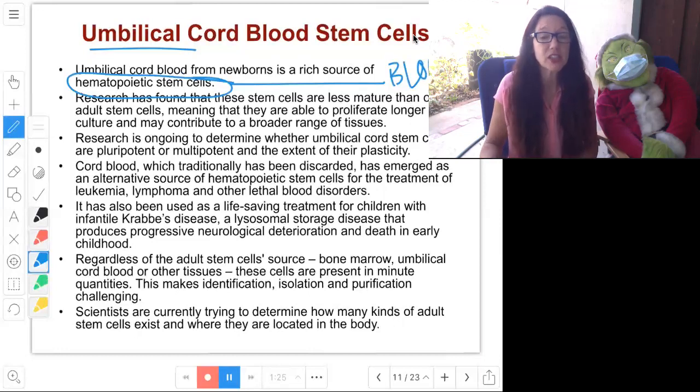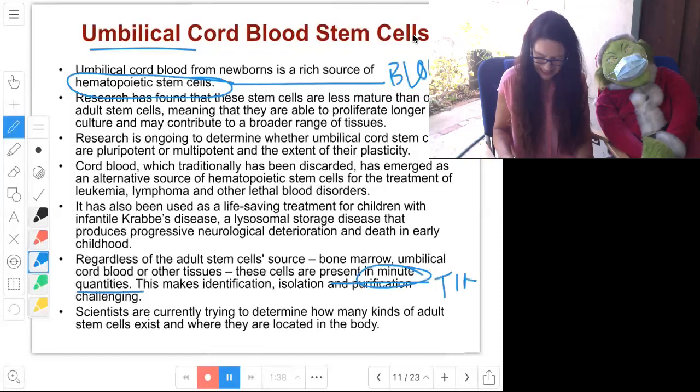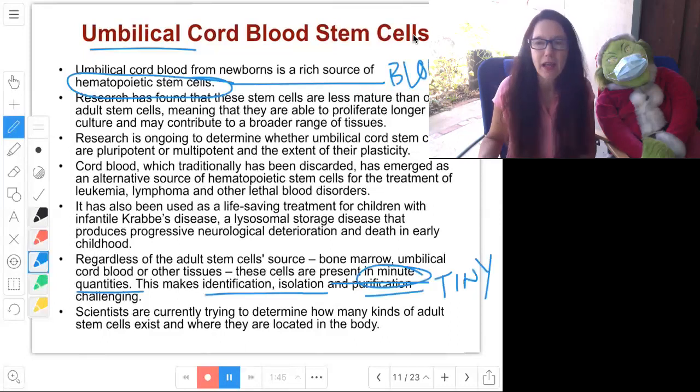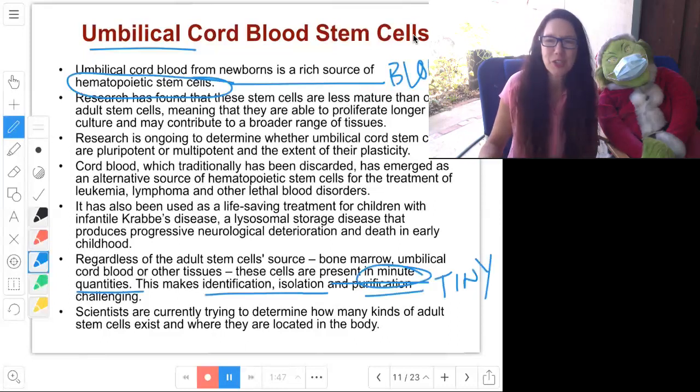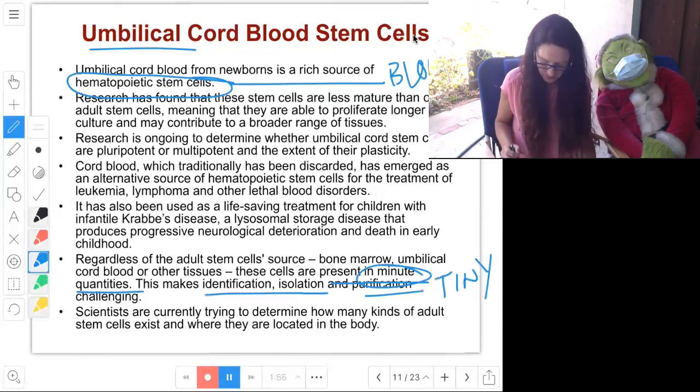But here's some really good information. Even in here, one of the most important things right here: present in minute quantities. That means tiny. They're still really, really hard to identify and isolate and then purify for use. So it's not like the cord blood is just packed with stem cells and everything's great. So it's still really difficult. Not a bad thing, but difficult. All right.